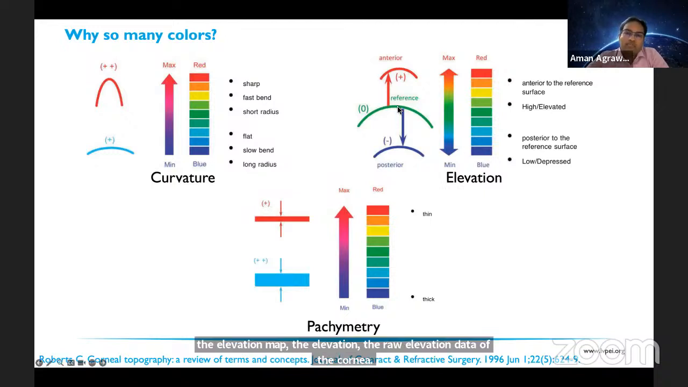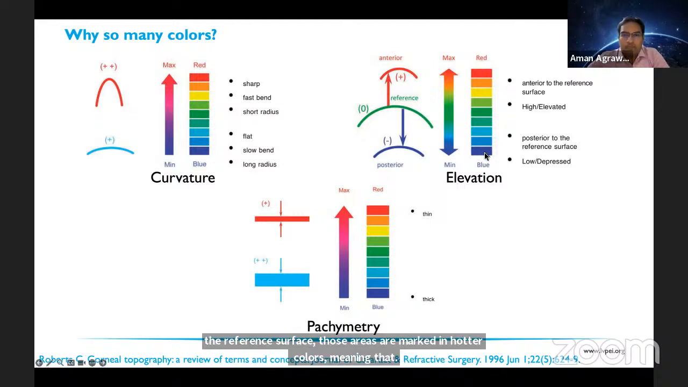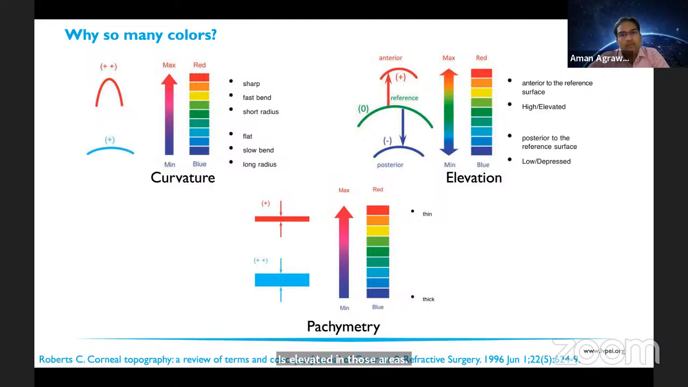So if the cornea is elevated more than the reference surface, those areas are marked in hotter colors, meaning that the cornea is elevated in those areas. While if there are areas of depression on the cornea as compared to the reference surface, these are highlighted in cooler colors. Coming to the pachymetry maps, thinner areas on the pachymetry map are represented by hotter colors, while cooler color represents the relatively thicker part of the cornea.